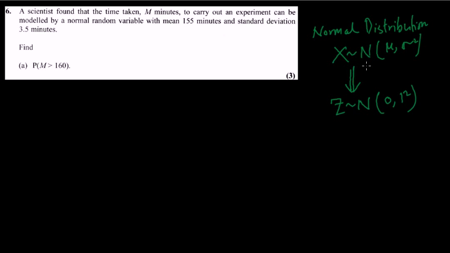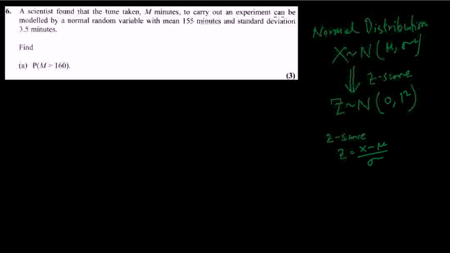So to do this, we need a formula called the z-score formula. Let me write down the z-score formula here. The z-score formula is z equals x minus mean divided by sigma. Remember, this is sigma, the standard deviation, and this is sigma squared, the variance. There is a difference. So that's how it works.